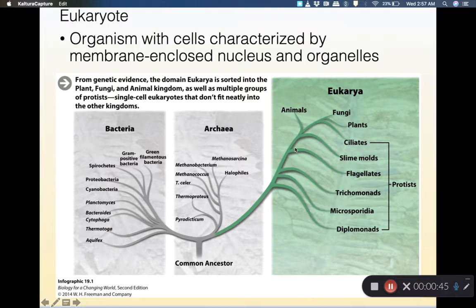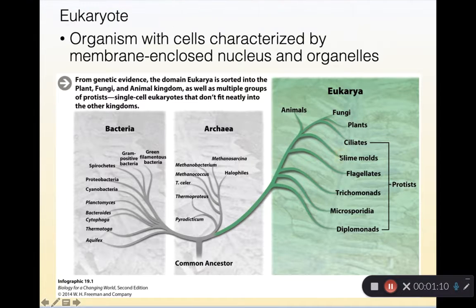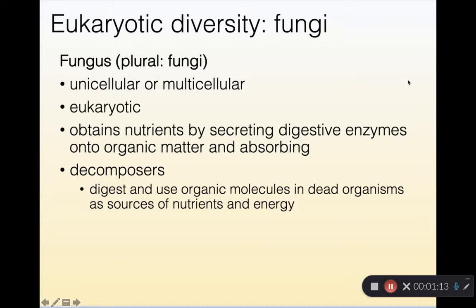And again, we're still in the broad family of Eukarya, where we're looking at organisms with cells characterized by membrane-enclosed nucleus and organelles. But now we're going to be understanding what distinguishes these two lesser known, in terms of just general knowledge, in the family Eukarya, protists and fungi. So the first one we're going to discuss is fungi.